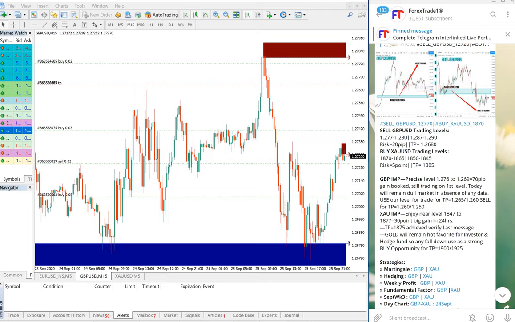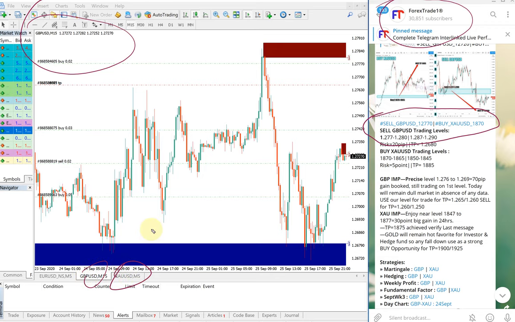Today we are going to show you how our given signals, GBPUSD and XAUUSD, performed. We will explain in detail. These are the GBPUSD and XAUUSD signals, given on our free Telegram channel, and on the other side, this is the MT4 terminal. We have opened the live GBPUSD chart and the XAUUSD chart. I will explain after this.